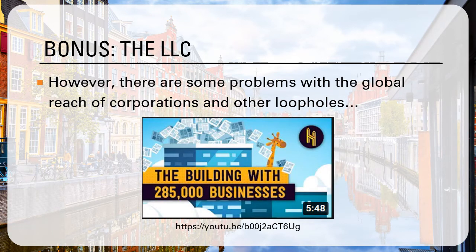However, as some of you might already know, there are lots of problems in the global reach of corporations nowadays. So here's a YouTube video that tells us about one of those loopholes, where you've got a building with so many businesses in it, and it's just a tax loophole kind of thing, so that they can pay lower taxes. It's quite interesting. I know, ironic name, but it's quite an interesting video. And that's the problem nowadays with corporations.